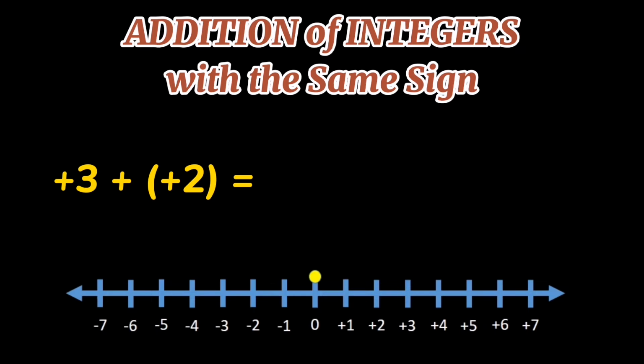So for positive 3, we jump 3 units to the right, and we pause here. Next is to add positive 2. Since it is positive, where do we go to, left or right? And you are right. We jump 2 units farther to the right, and we stop here. This is our sum. Therefore, positive 3 plus positive 2 is equal to positive 5.